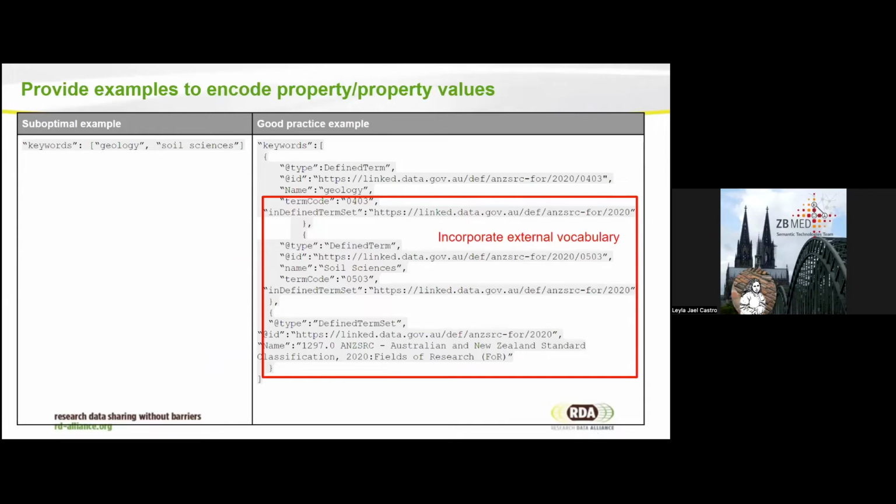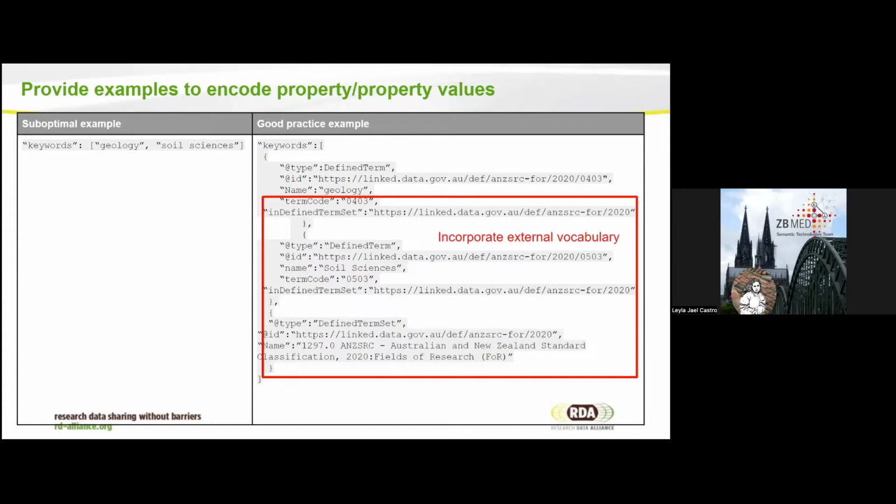On the left, you are seeing keywords, just geology or soil sciences. On the right, you are seeing, according to this community, a better way to say what you are talking about. In this case, we are talking about earth sciences. So they use this vocabulary, linked data gov AU, and they are saying that soil sciences is actually defined in this vocabulary. The code in this vocabulary is 0503, and they have the link to the actual identifier for this vocabulary. And you see that you are doing this consistently.